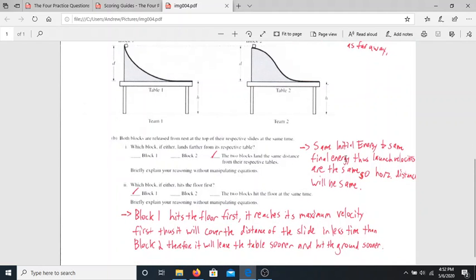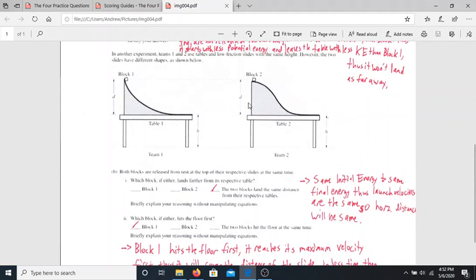Now we reset the tables, we reset the tracks. So now they start at the same height, and the tables are the same height. I'm going to let them go at the same time. And there are two pieces to this question. We'll talk about the first one to start with. So I want to know, once again, it's the same kind of question from before: which block is going to land farther from the table?